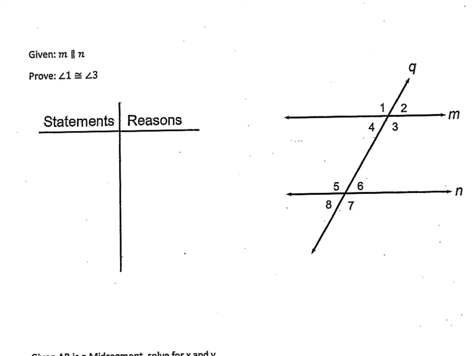In this problem, we're proving that angle 1 is congruent to angle 3. So we need another angle which is congruent to 1 and 3. So for instance, I could say 5. Okay, so then I'm going to start off by writing my given. So my first statement is that line M is parallel to line N, and that's given.